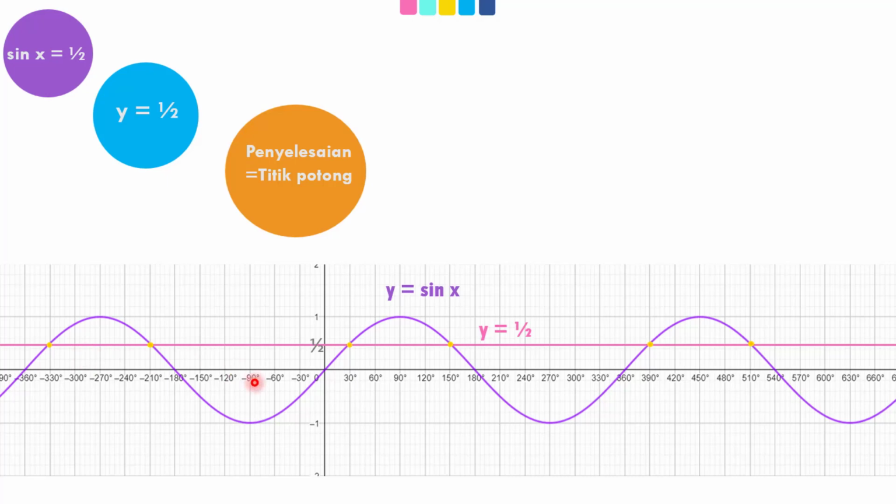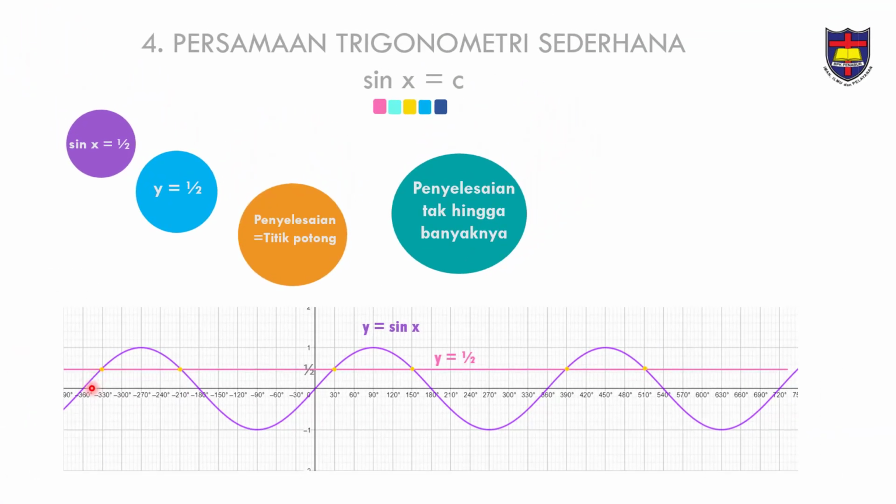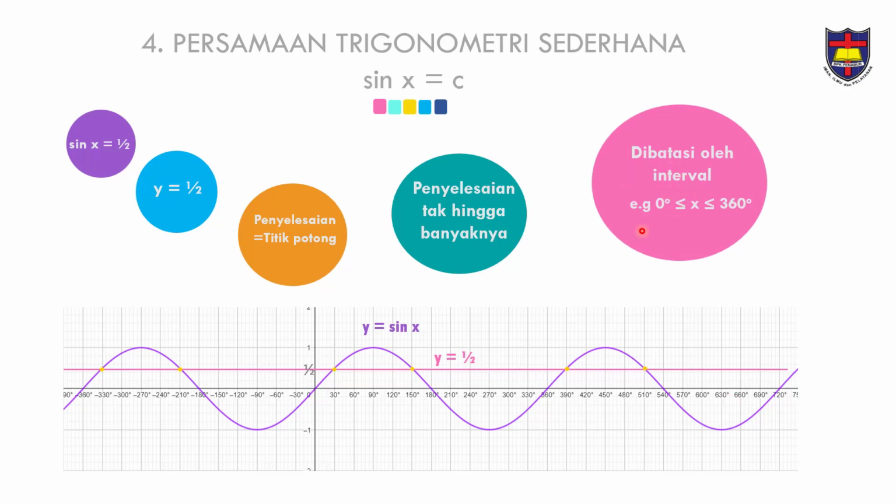The points of intersection seen here are 6, but actually how many points of intersection do we have? The number of intersection points is actually infinite, because the wave continues to the left and to the right, going up and down. So if we want to find out the number of solutions, we have to limit the interval of the value of x, for example from 0 up to 360 degrees.